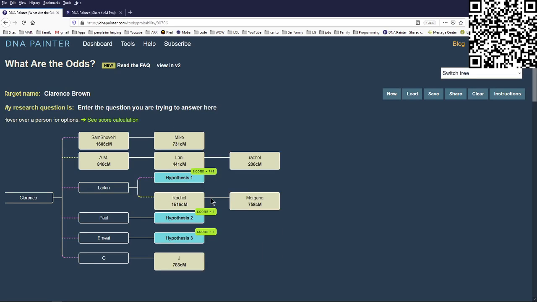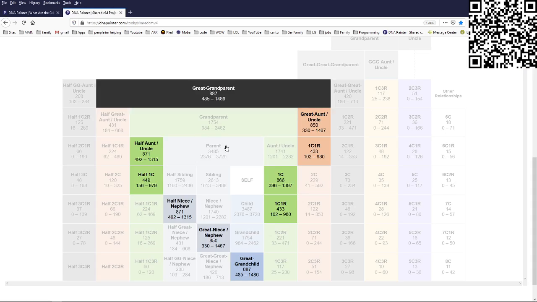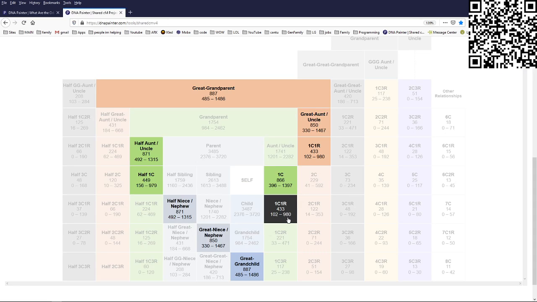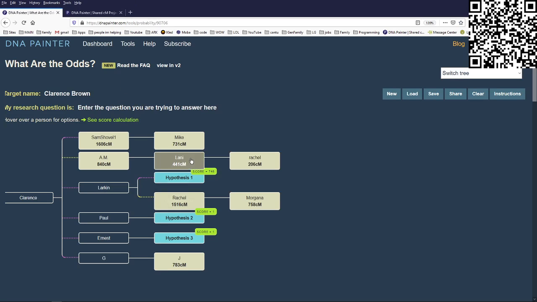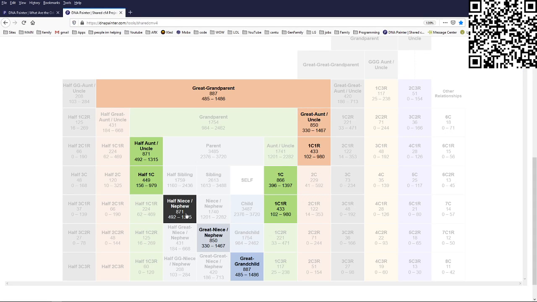Well, let's look at the tree. We know her mother was Rachel. Rachel's mother was Larkin. Larkin's was here. So we know the tree itself is correct. So if the centimorgan is 758, and let's say I was right here at hypothesis 2 or 3, well, that would make Rachel my first cousin, and she would be first cousin once removed. So as a first cousin once removed, she would be 758 in the node that says 102 to 980 is the range, with the average or mean being 433. Or, as we said, these are lower than 17, lower than 850. All these are lower. Or she would be slightly lower than the 871 average for a half niece or nephew. Okay. So which one's more likely?